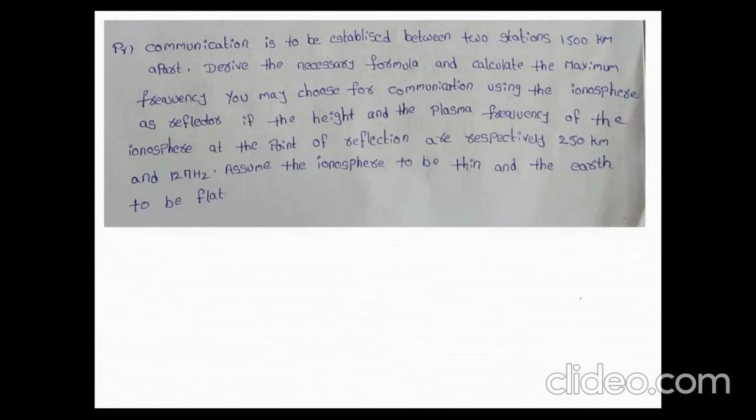Communication is to be established between two stations 1500 kilometers apart. Derive the necessary formula and calculate the maximum frequency you may choose for communication using the ionosphere as reflector, if the height and the plasma frequency of the ionosphere at the point of reflection are respectively 250 kilometers and 12 megahertz. Assume the ionosphere to be thin and the earth to be flat. This is important, if earth is taken as a flat surface.